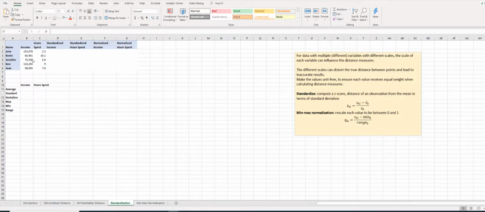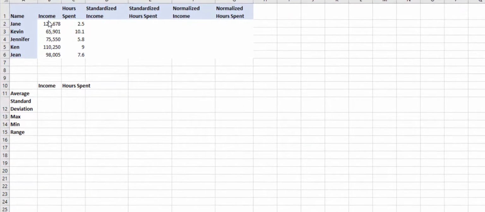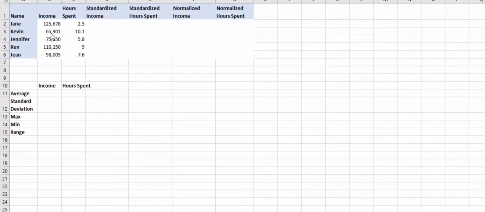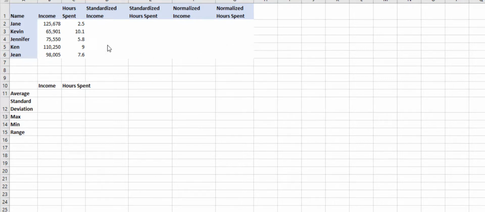For example, when you're comparing consumer information, data such as annual income, as you see on the screen, tend to have a greater scale than the number of hours spent online per week. This is simply because annual incomes are larger numbers. As a result, annual income will have greater influence on the similarity measure than the number of hours spent online per week. This difference in scale distorts the true distance between the observations and can lead to inaccurate results.